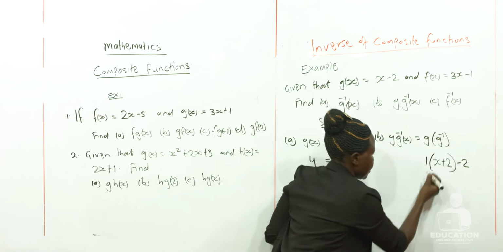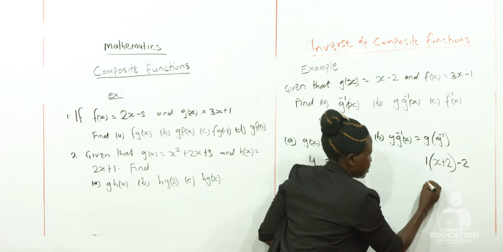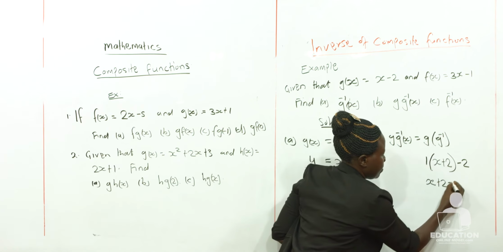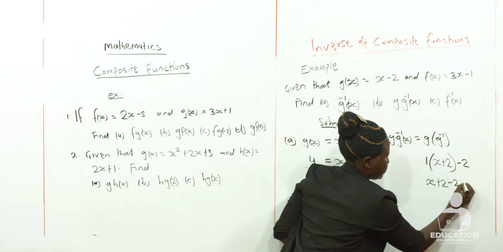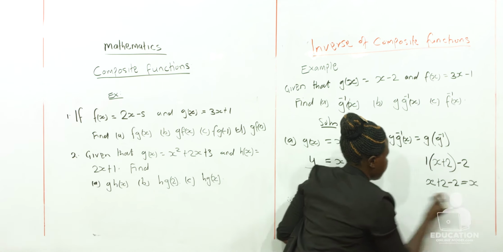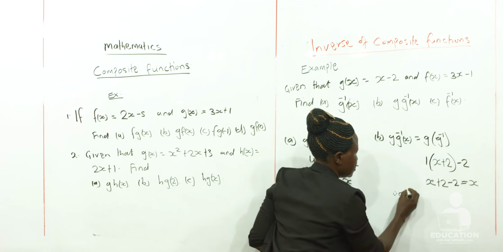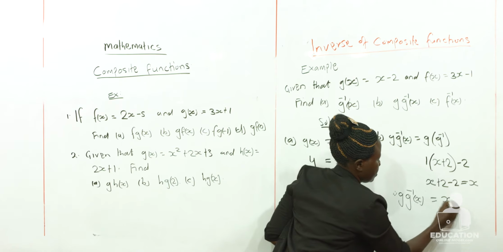Then now from here, you will open the bracket. You say 1 times x, I will get x. 1 times 2, you get 2. And then minus 2. Therefore, your answer will only remain as x. Then now you come and say, therefore, g inverse g of x will be x as your answer.